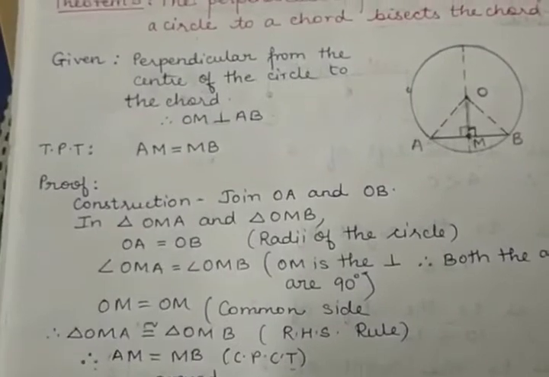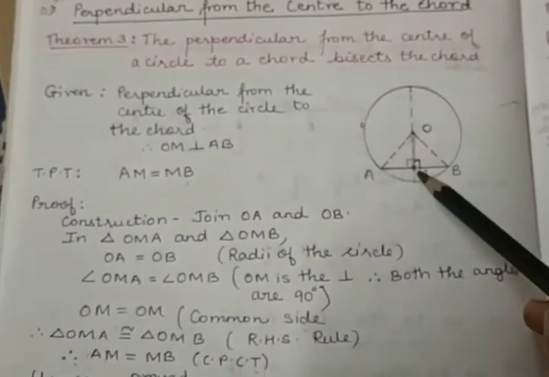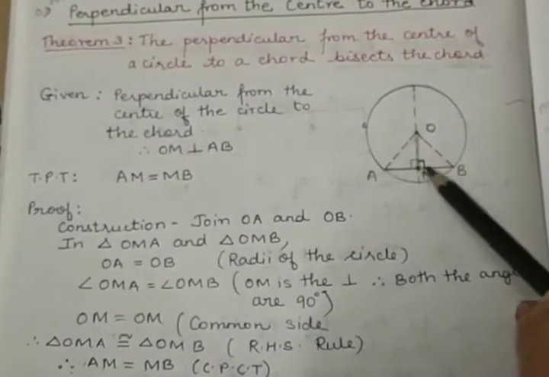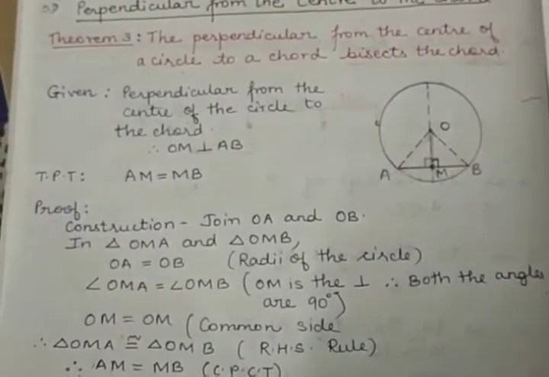Hence it is proved that if you have a perpendicular drawn from the center of the circle to the chord, then this perpendicular bisects the chord.